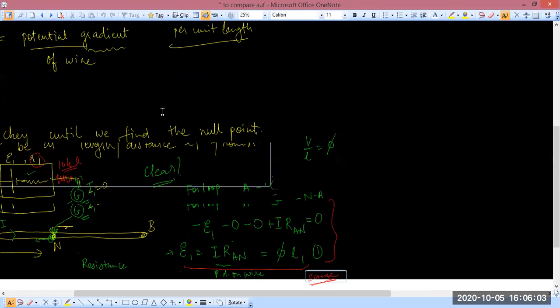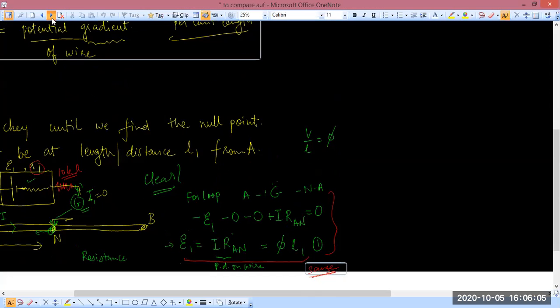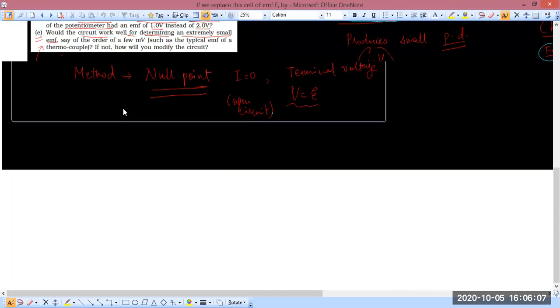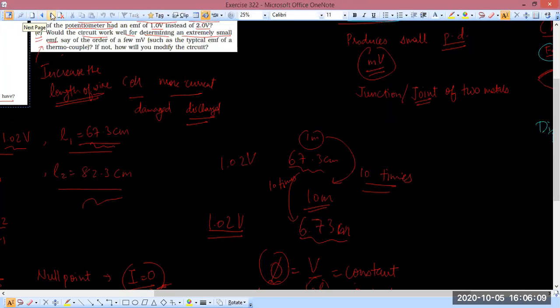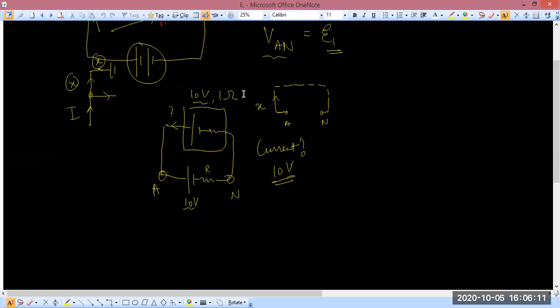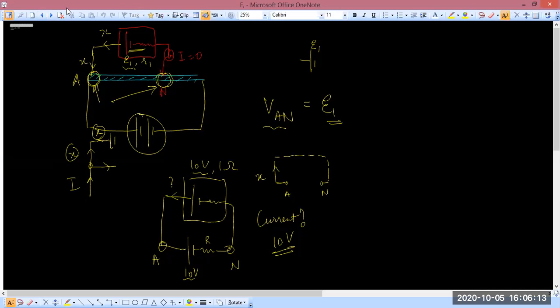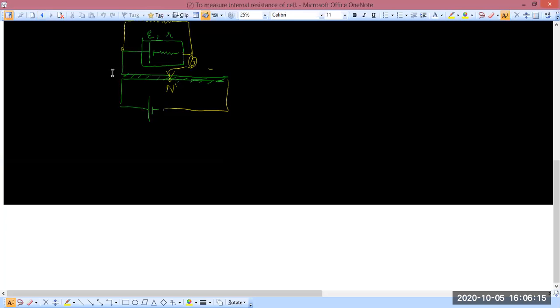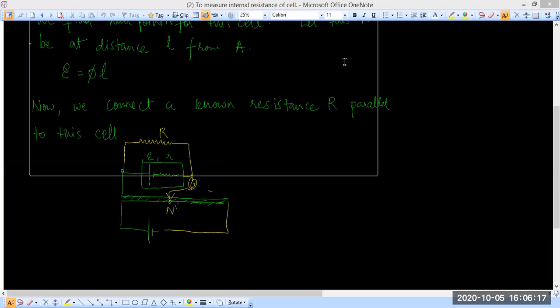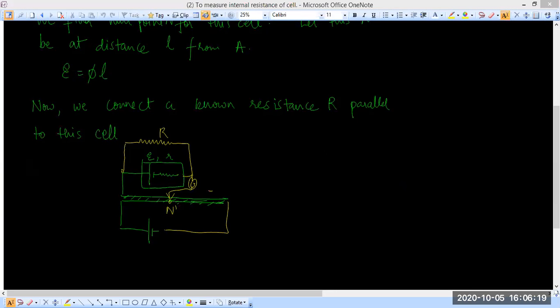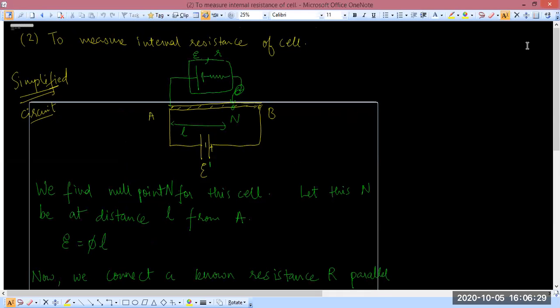So the last time we were discussing the second purpose of the potentiometer, right? That is to measure the internal resistance of a cell, right? So let's repeat the method very quickly.